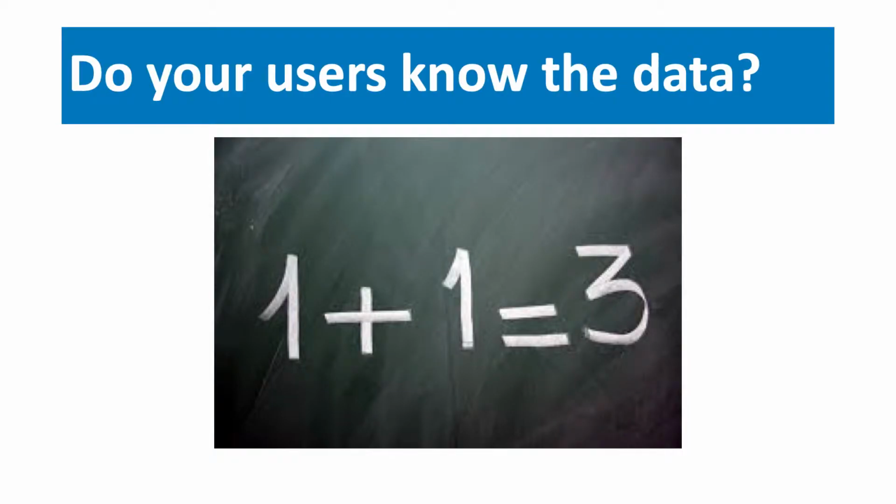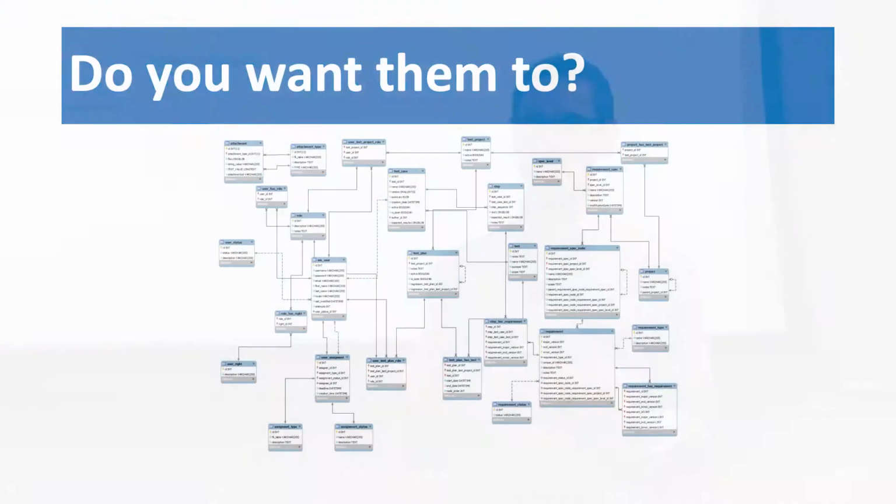Because what you need to think about is, do your users know the data? Do your sales team know how you categorize your customers? Do your sales team know how to calculate margin? Do people in your business know what the difference between markup and margin is? Well, really, do you want them to? Because this is kind of what a data estate might look like. Do you want them to be trying to join those bits of pasta together?